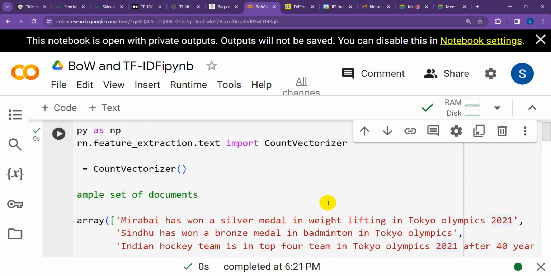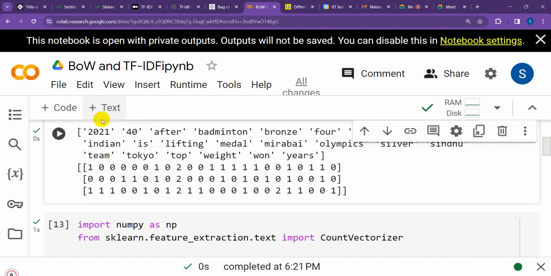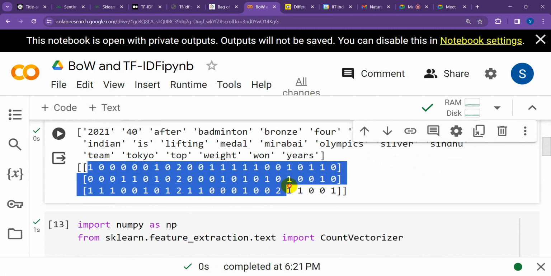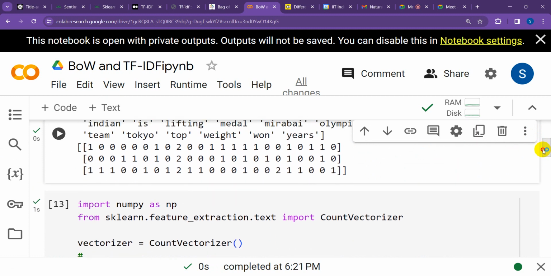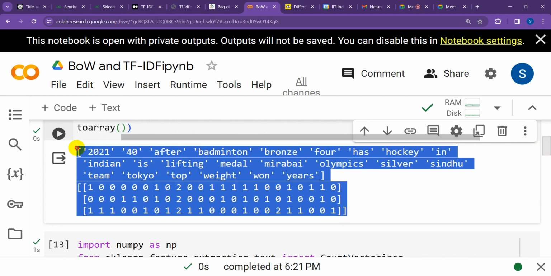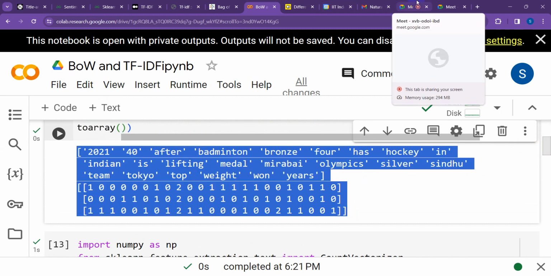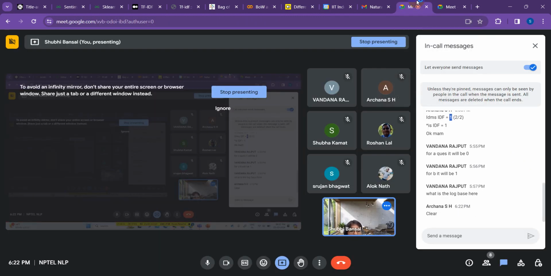Let us see. Mirabai has won a silver medal in. So if the word in is repeating, the number of times it repeats, that count you will update, and that is how you get this vector representation. I hope it is clear now. Any doubts till this point? So the count vectorizer helps you to obtain the bag of the words representation. Is it clear to all of you?